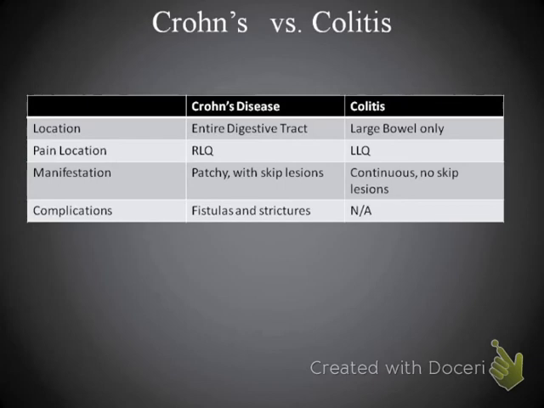Manifestation, we see that Crohn's disease is really patchy with the presence of skip lesions. Colitis has no skip lesions, so wherever it begins, it's going to run its full course, and that'll be the only area that you see colitis in. There won't be bits and pieces here and there. There's no skip lesions. In complication, with Crohn's disease, we have fistulas and strictures, and colitis really doesn't have as many of those complications. We just have inflammation of the bowel. And so these are the things to really keep in mind.